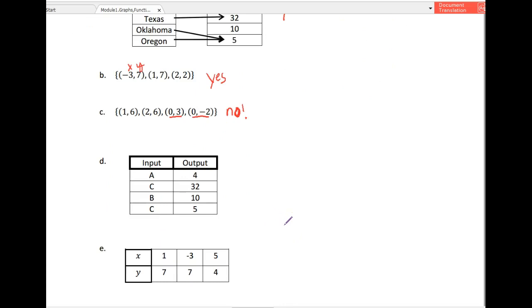We can also look at these same ordered pairs in a chart form or a table form here. So I have A going to 4, C going to 32, B going to 10, and C goes to 5. So I see a repeat in the input of C's. C goes to 32 and C goes to 5. So no, this is not a function because of this set here. C goes to 2 different outputs. That's not okay.